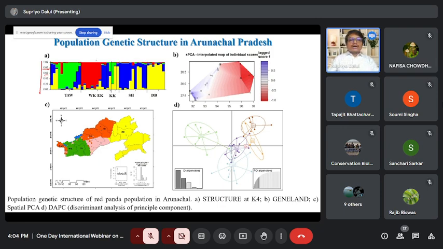So for example, if we look into this individual here, yeah, this red individual has more than 80% of a single color. So it can be said that this individual is assigned to a particular population. Whereas if we look into this particular individual, it has different shades of yellow, blue, and green, yellow, blue, and red.